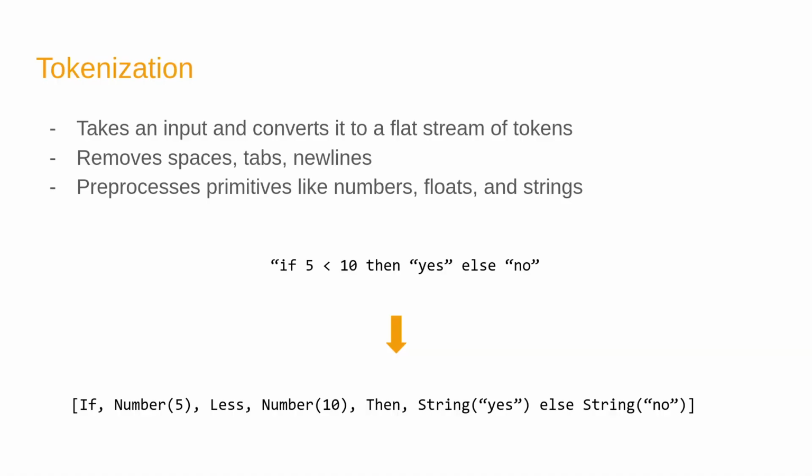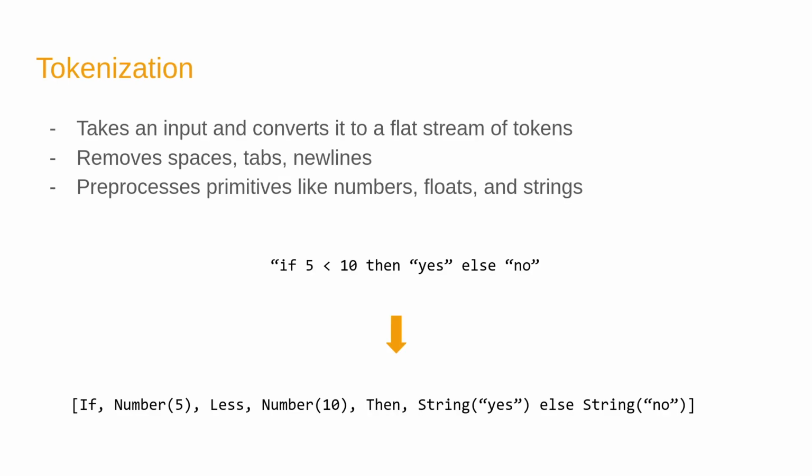All right, so like I said, tokenization takes an input and converts it to a flat stream of tokens. That makes it a lot easier to work with because it condenses multiple characters into just one token. It also removes spaces, tabs, and new lines, and generally comments too. Then it pre-processes things like numbers, floats, strings, and also identifiers, like variable names and keywords like if, then, or else.